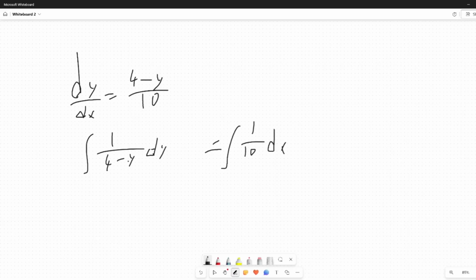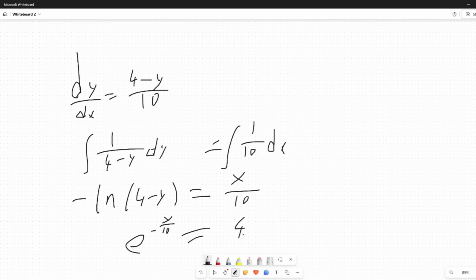So now we can take the integral of this. This will actually be a u-sub, so this would be negative ln of 4 minus y. That does not look like a y. Hold on. There we go. That's a better y. And this other side would be x over 10. So one way we can do this is make it an e thing. So e to the power of negative x over 10 equals 4 minus y. There we go. Now we have a much simpler form, right?